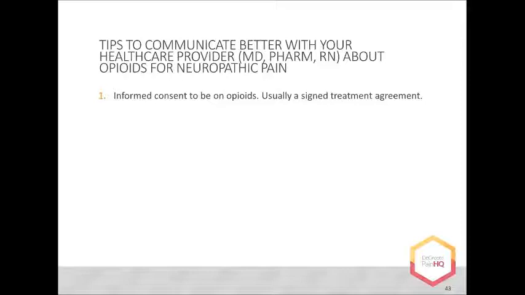When you signed up for an opioid, were you informed of all of this, of all the small benefits of opioids for neuropathic pain? Were you informed about the potential for opioid-induced hyperalgesia? Were you informed, do you know if you have central sensitization, so the opioids may be making your pain worse? Did you sign a treatment agreement where you gave consent for your doctor to prescribe these opioids to you? Did they explain what your risks are of getting an overdose of this medication or even developing addiction to this medication? So this is very important.